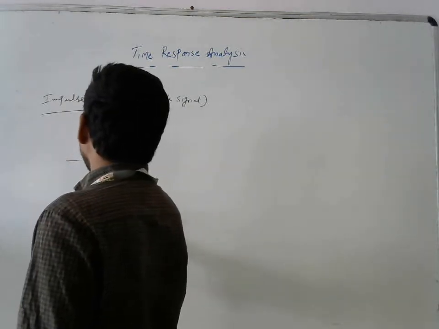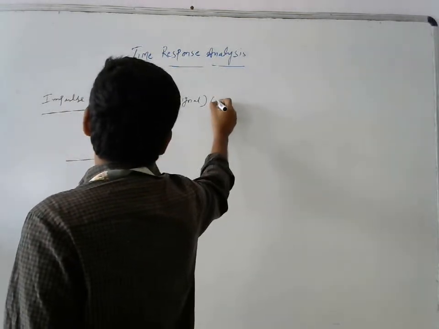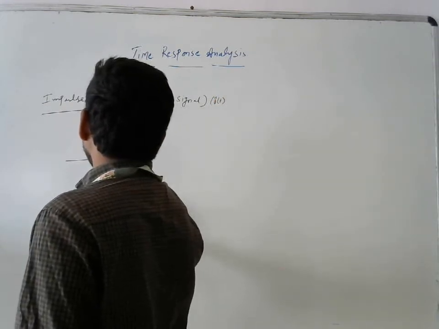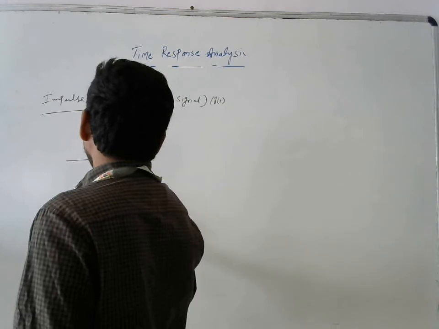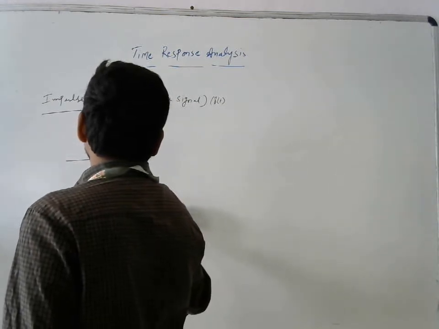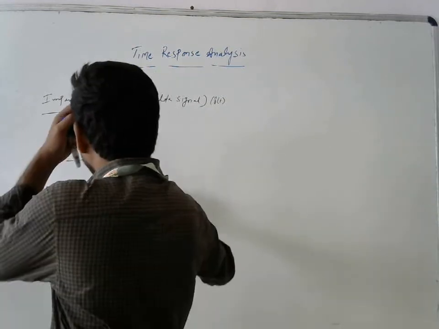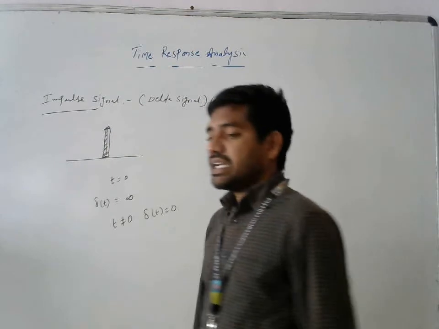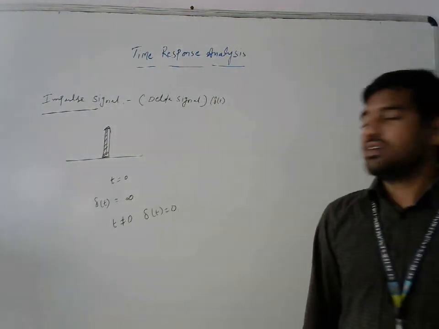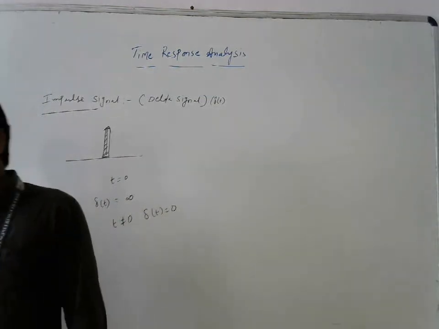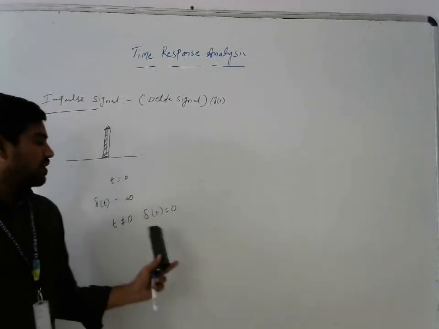Delta of t is how we represent the impulse signal. Only at t equal to 0 does it reach its maximum value. When t is not equal to 0, the delta of t value will become 0. When t equal to 0, the delta of t will become infinity. For all remaining values, whether negative or positive, it will be equal to 0.